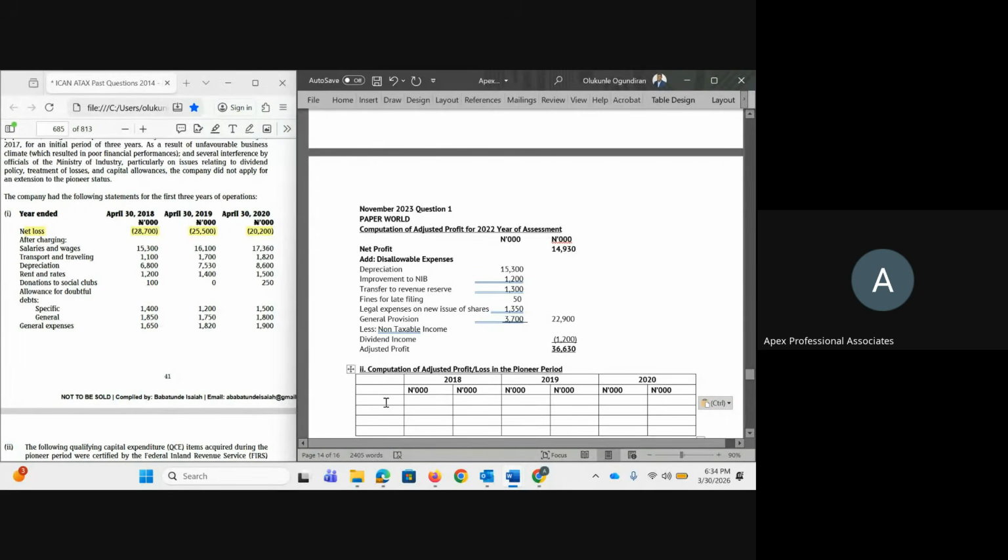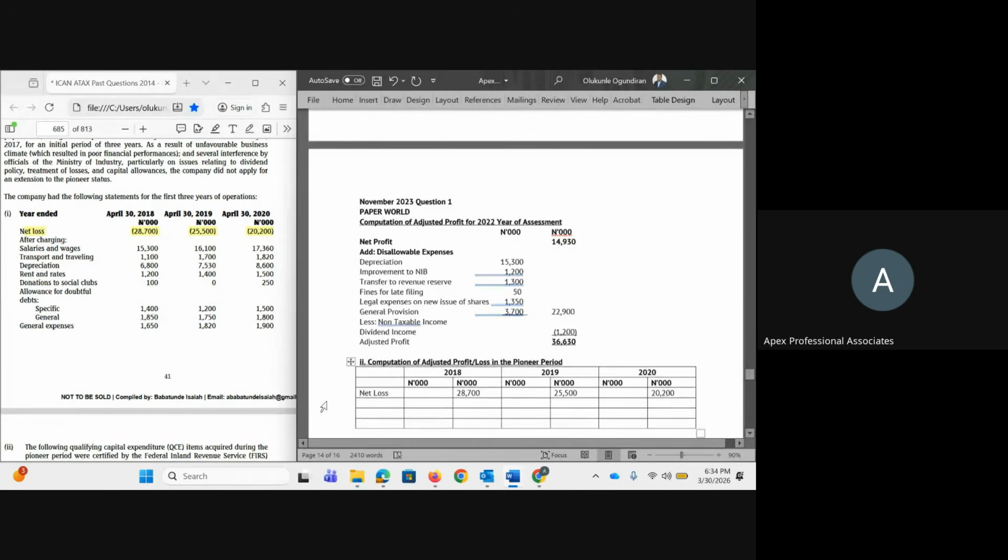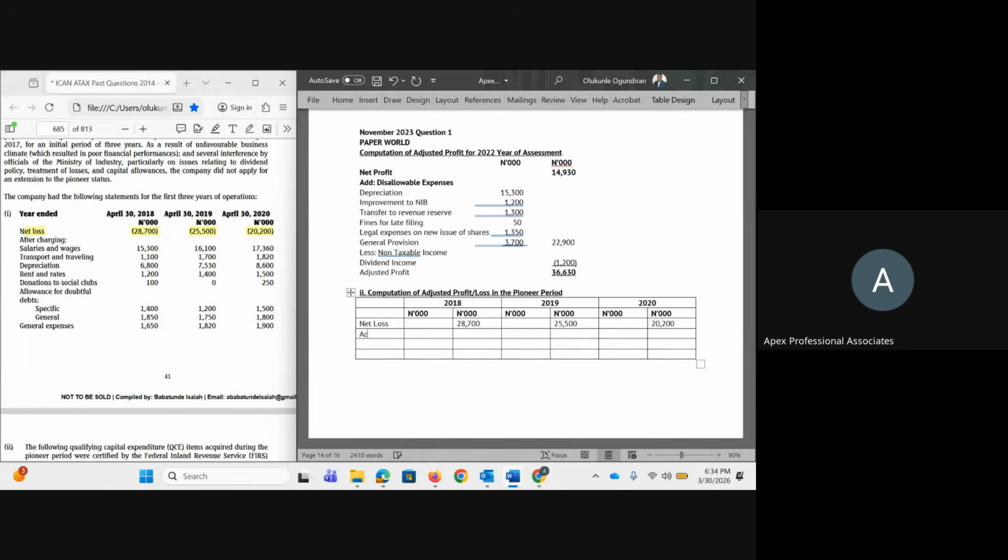All right. So what's the net loss here? I have 28,700. I have 25,500. And I have 20,200 for 2020. Right? Then add the allowable expenses. So what are the allowable expenses here?